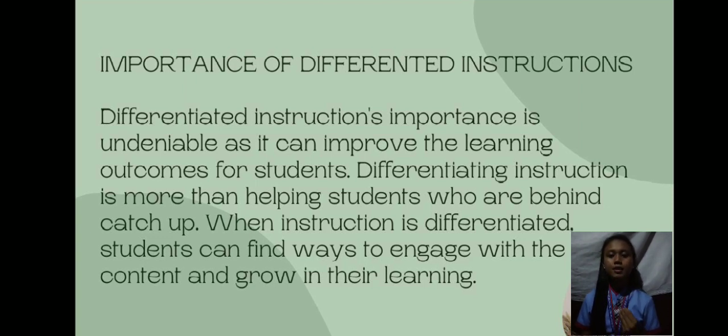And when instruction is differentiated, students can find ways to engage with the content and grow their learning. As we have discussed earlier, students have diverse learning strategies. So, if differentiated instruction is used, the students would find ways to be interested and engaged in performing the activity that would help them in growing and developing their learning capabilities.